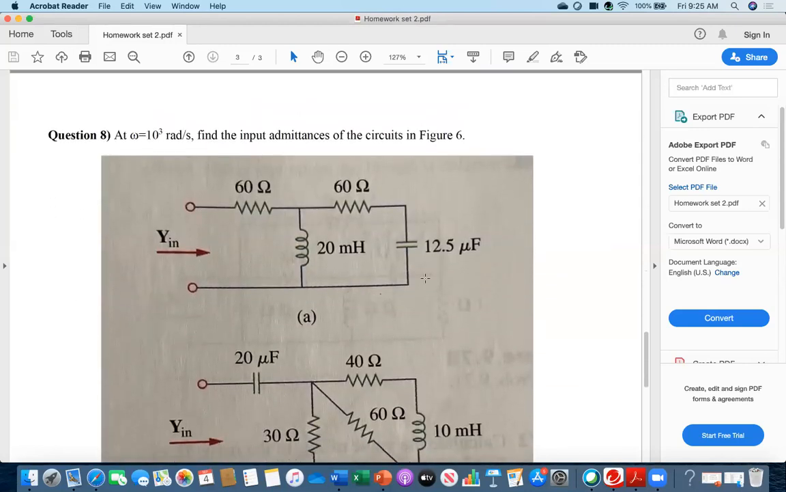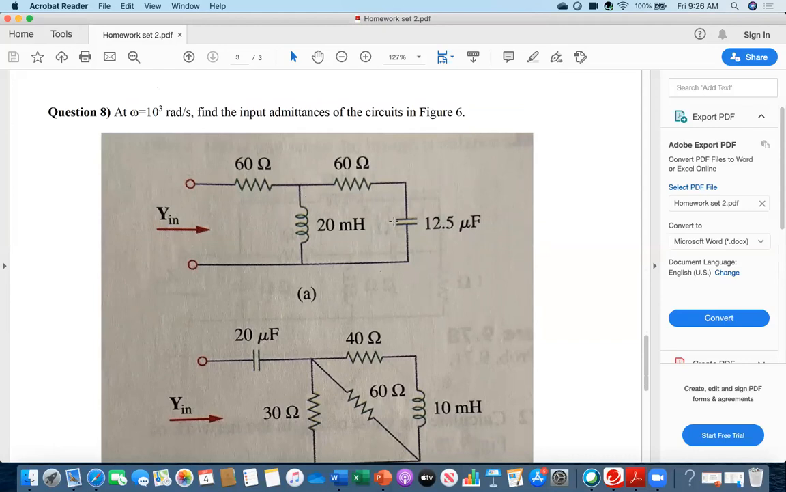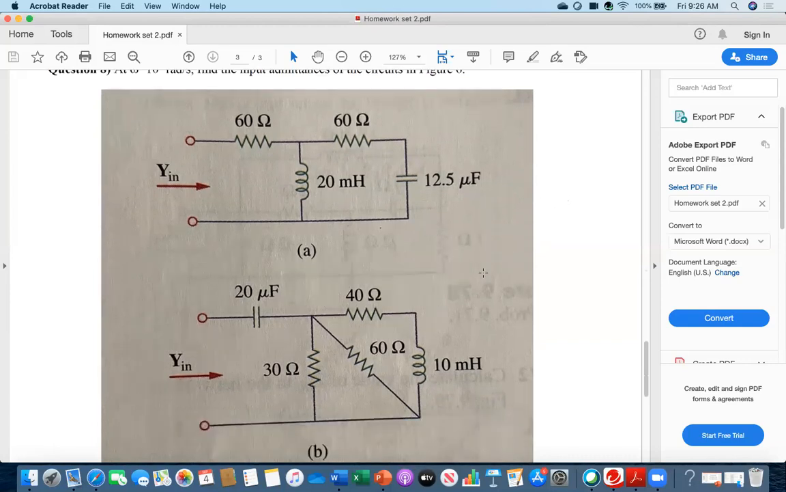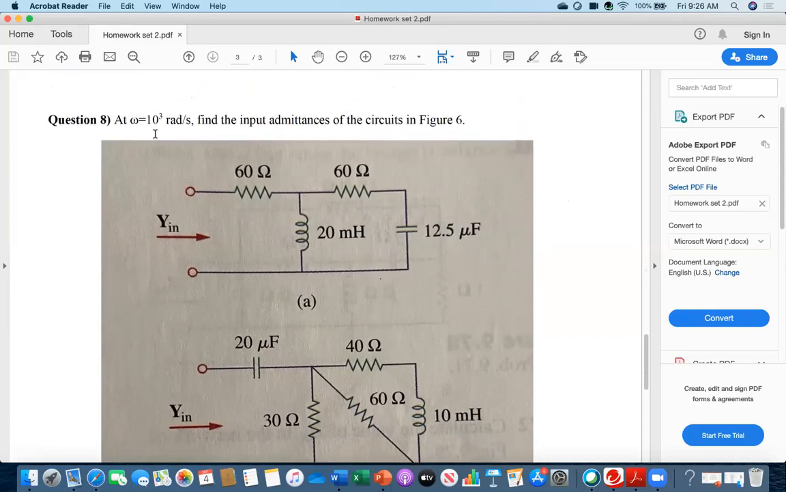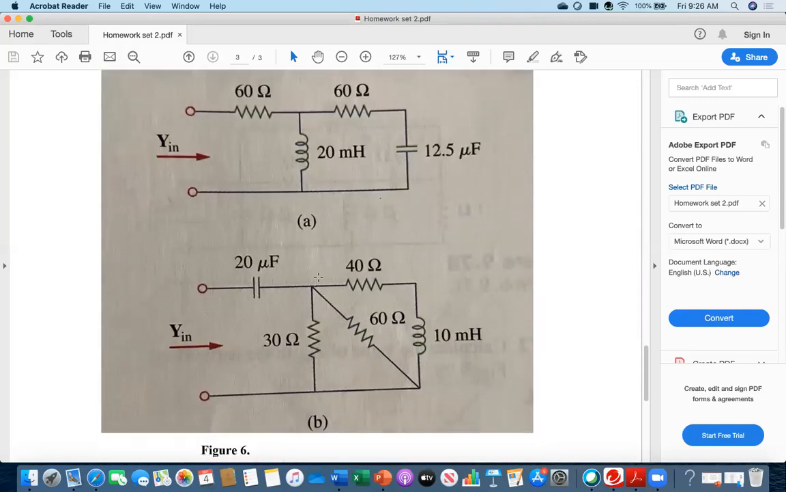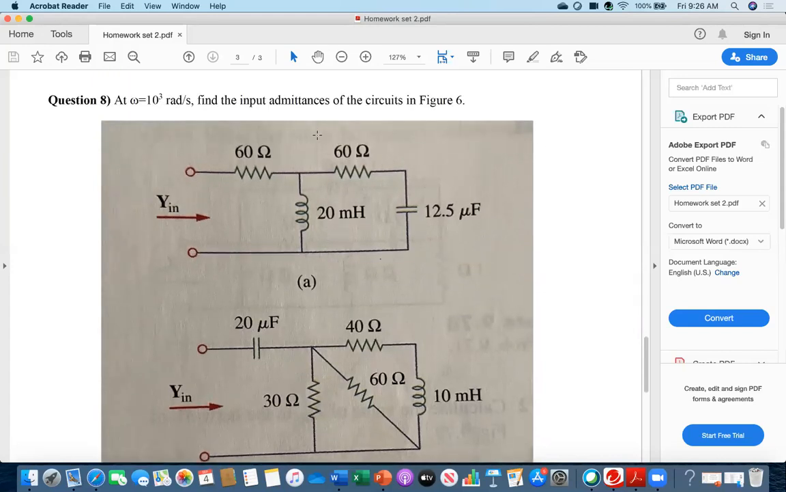And then question number 8. I think in the last class, at the very last moment, Roberto Martinez, you were asking something about the admittance calculation, series parallel, right? Yes, sir. So just for you, there are two problems. At omega equal to 10 to the power 3 radian per second, find the input admittances. This means for both problems, A and B, you have to find the admittance.